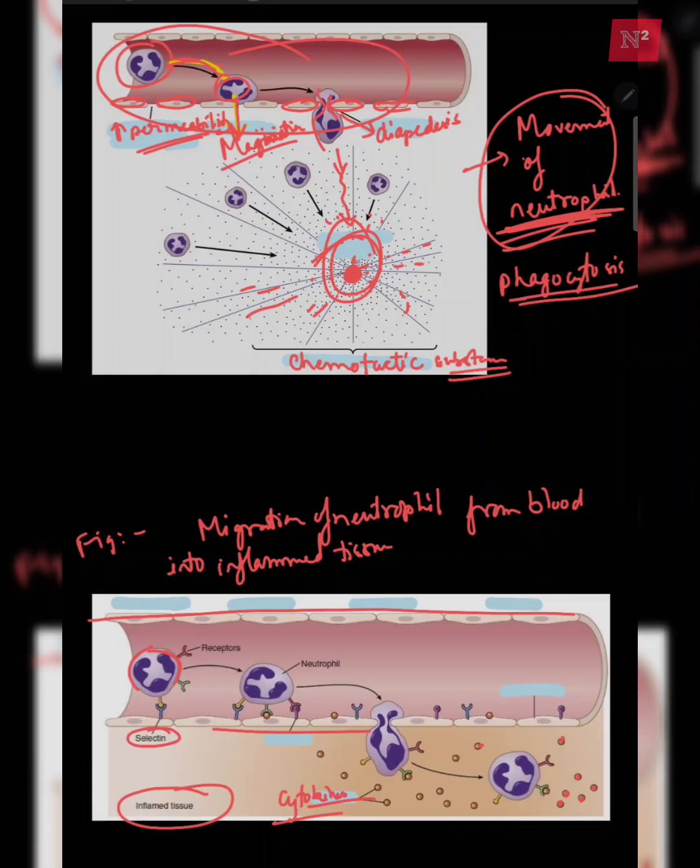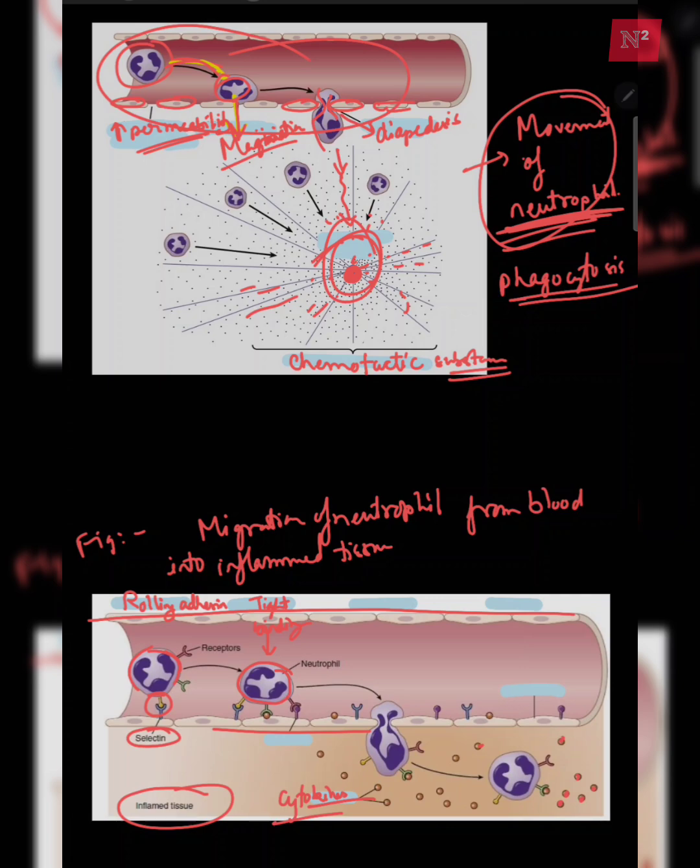Now what happens, this selectin adheres itself to the receptor which is present on the neutrophil cell membrane. Okay, so it gets attached, and because of that the neutrophil gets adhered. So the first step is called rolling adhesion. In this step there is tight binding of the neutrophil occurring over here.